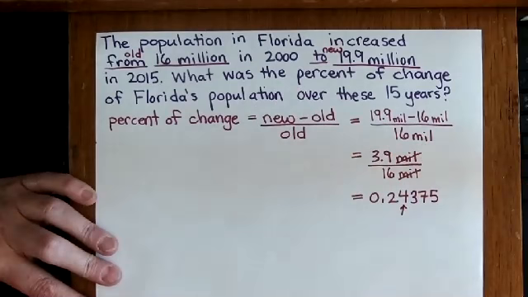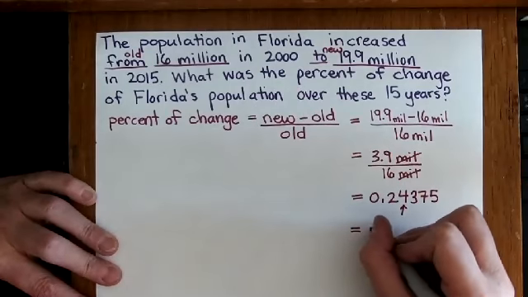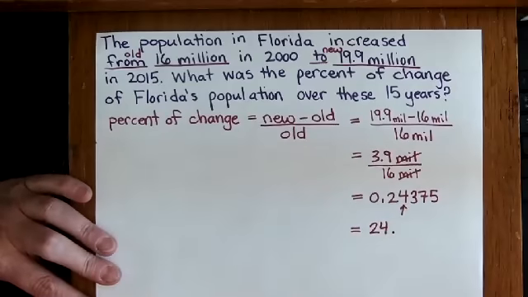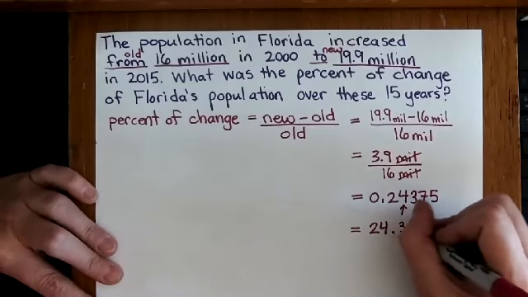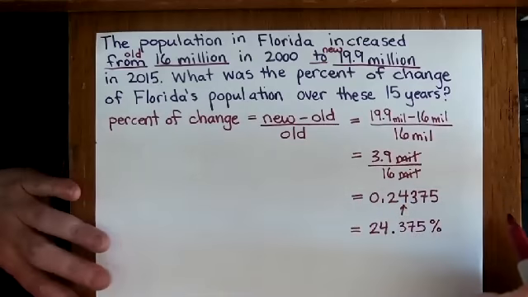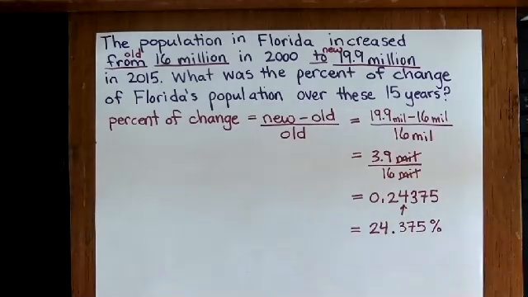Percent, so you look at the hundredths place, you bring that information to the left of the decimal point and include your percent symbol. So what was the percent of change of Florida's population over these 15 years? There was a 24% increase. Increase because it's a positive number, not a negative number.